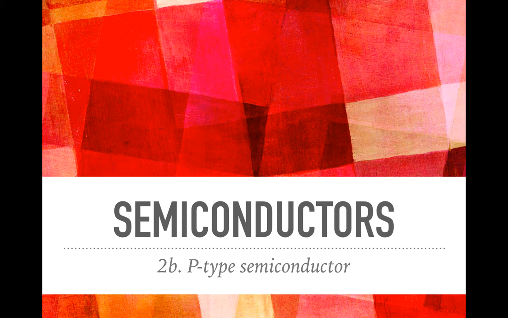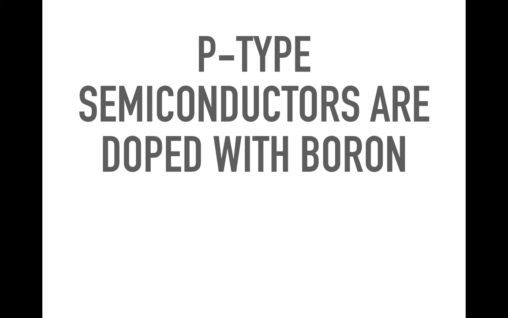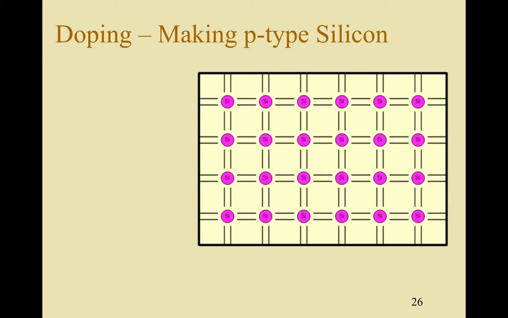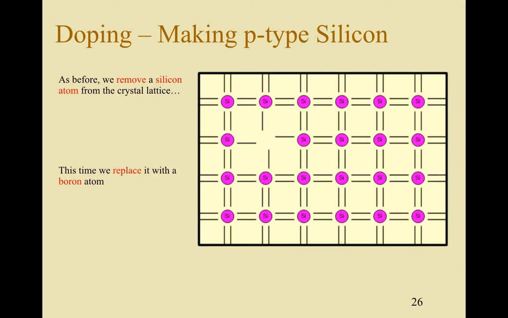Okay, second type, p-type. This is what you need to know. P-types are doped with boron, and boron atoms have 3 electrons in their outermost shell, so you're going to be missing an electron when you dope silicon with boron. All right, so same idea. Remove silicon, put in boron. And because we're missing an electron, or there's a gap where an electron should be, we'll have a positive hole. Much like the previous one, the majority charge carriers here are going to be positive holes, which is why we call it p-type, but it's still electrically neutral.